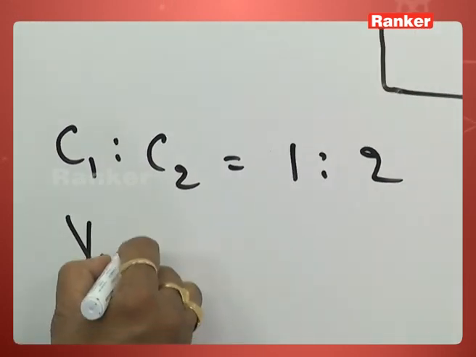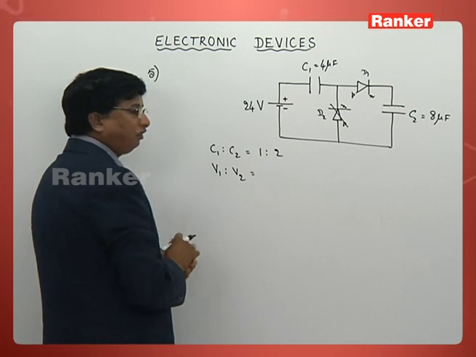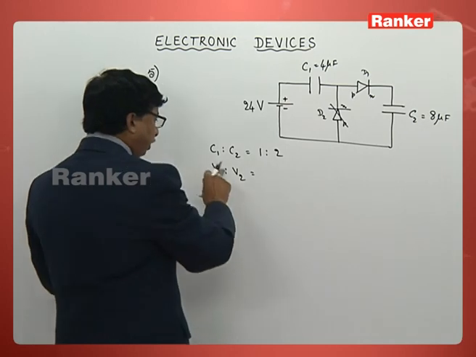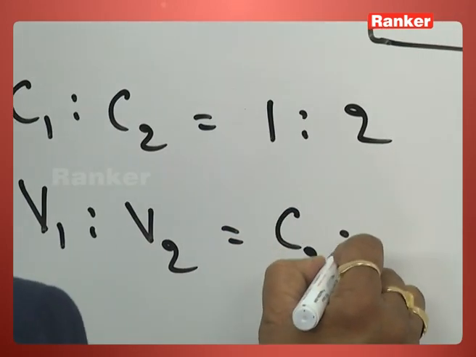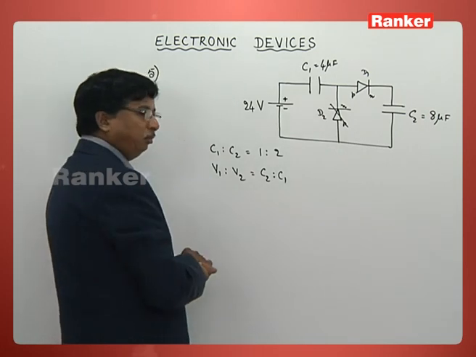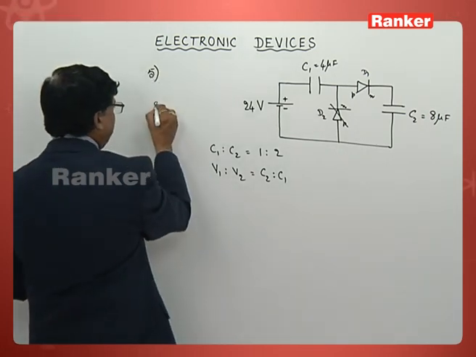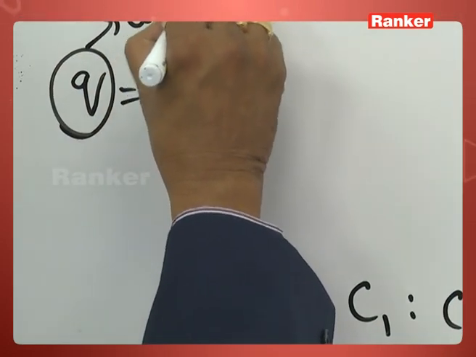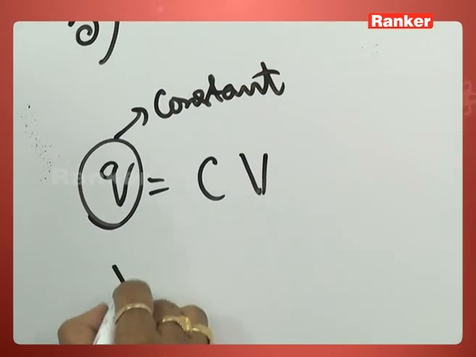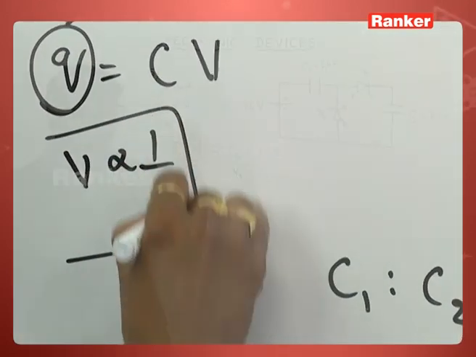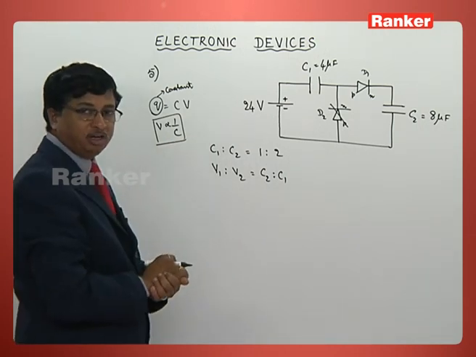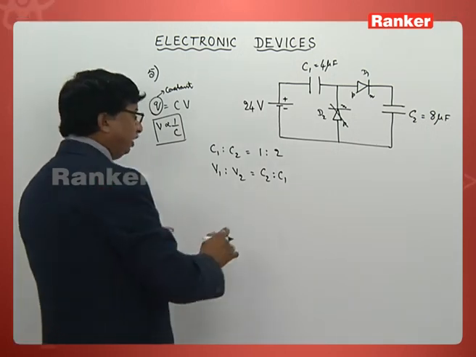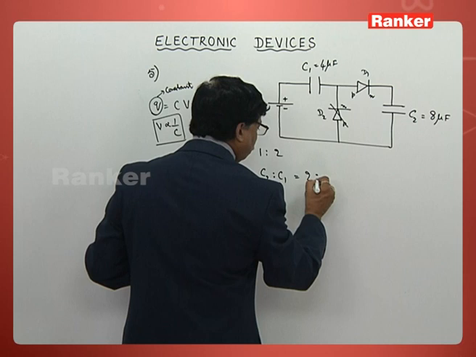What will now be the potential differences across these two capacitors respectively? What is the ratio of the potential differences? V1 is to V2 must be C2 is to C1. Because you all know pretty well, Q is equal to CV. When Q remains constant in a series sequence, then V and C are inversely proportional to each other. That is what I have applied over here. So V1 is to V2 now becomes C2 is to C1, which now becomes 2 is to 1.